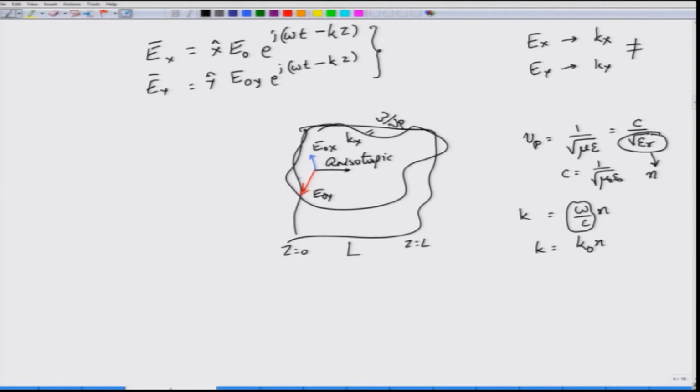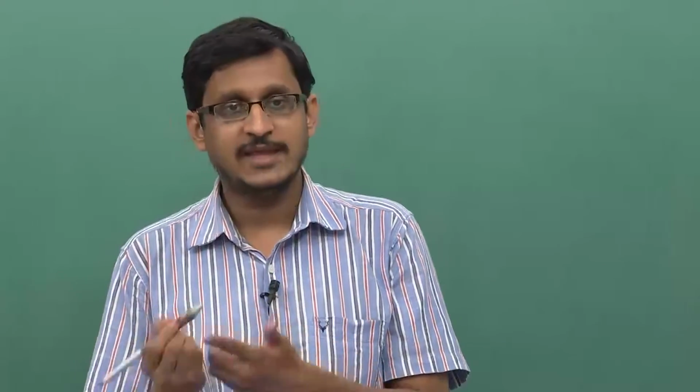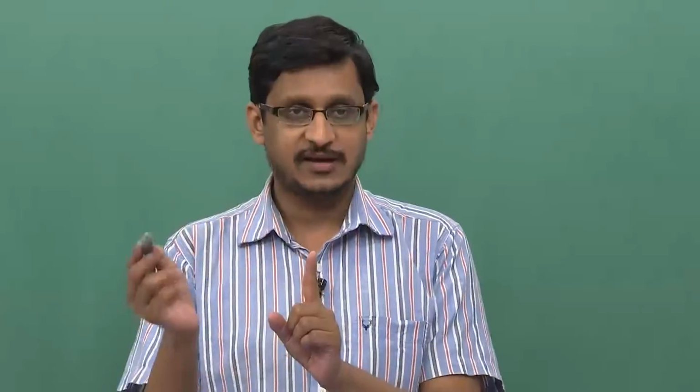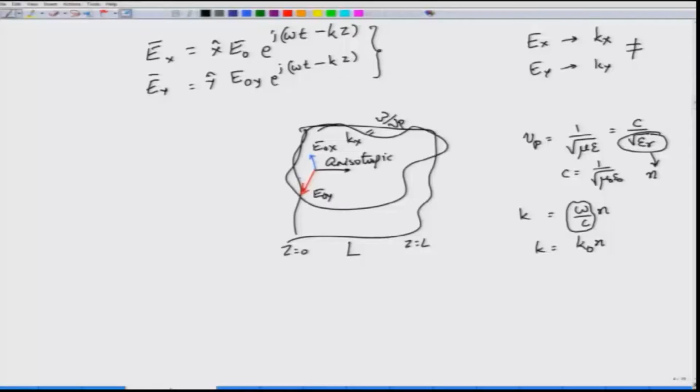So, if you are considering the x component, then this x component must see square root of epsilon rx, whereas the y component, or the y polarized wave, will see square root of epsilon ry. Equivalently, the x polarized wave will see nx, and the y polarized wave will see ny. Okay. So, the corresponding propagation constants for the x and y polarized waves will become kx equal to k0 nx and ky equal to k0 ny. Is that okay?